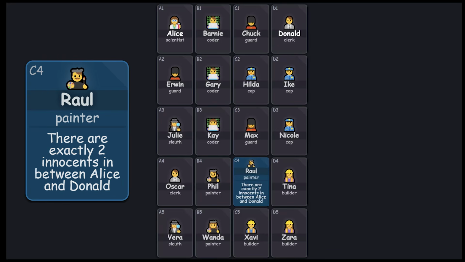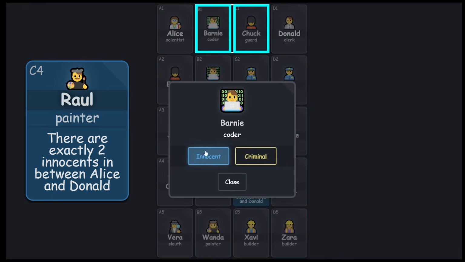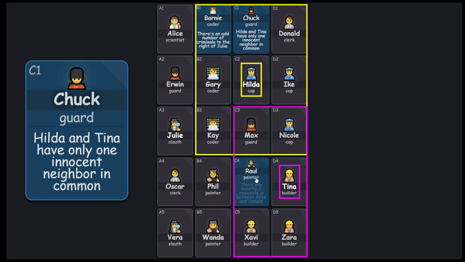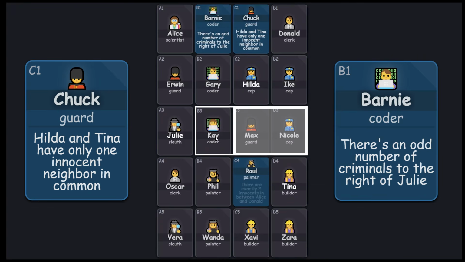Let's get started. There are two innocents in between Alice and Donald. Mark Barney and Chuck as innocent. Hilda and Tina have one innocent neighbor in common. So either Max or Nicole is innocent. And we know from Barney's clue that there's an odd number of criminals to the right of Julie. Since there's already an odd number of them, we can mark K as innocent.